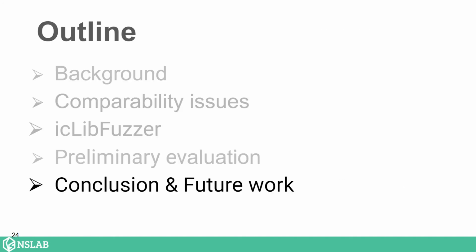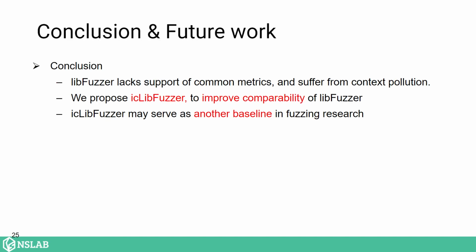Now here is our conclusion and future works. Since libFuzzer lacks support of common evaluation metrics and suffers from context pollution problem, the advanced features in libFuzzer seem to be left unnoticed by most state-of-the-art academic papers. Thus, we propose icLibFuzzer, which improves libFuzzer's comparability with other fuzzers, and the preliminary evaluation results show that icLibFuzzer may become a competitive baseline in fuzzing research.